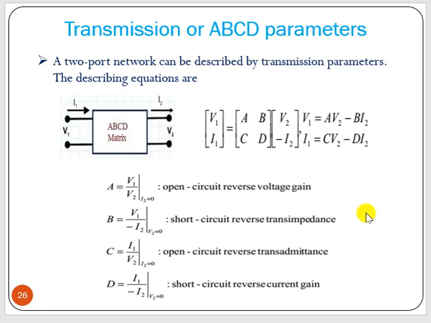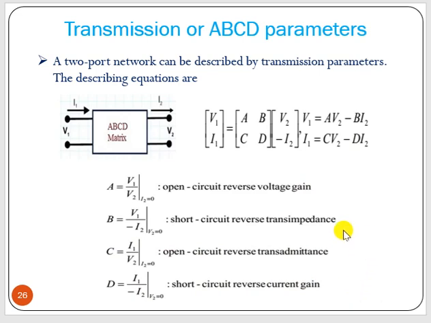That means short circuit reverse trans impedance. C is nothing but I1 by V2, so it is when I2 is 0. So open circuit reverse trans admittance, I1 by V2. And D is nothing but I1 by minus I2. So short circuit reverse current gain.